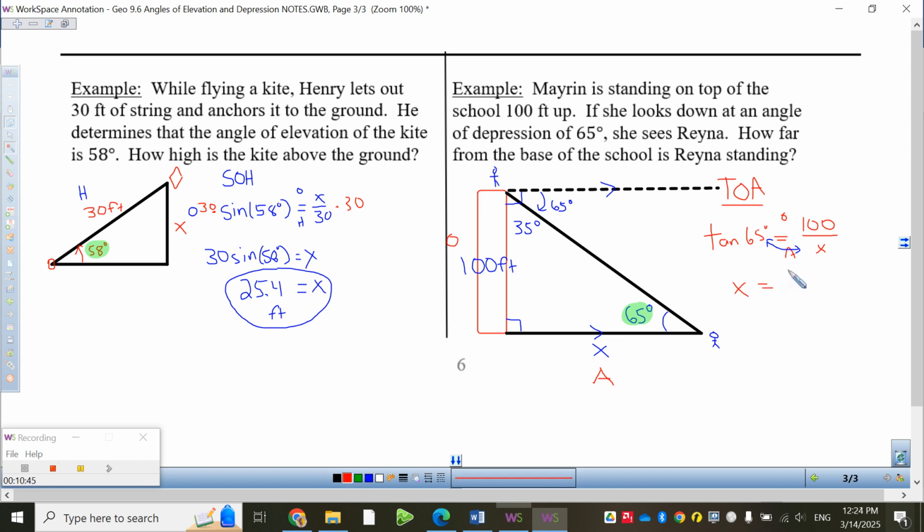And so I'm going to end up solving this. X equals 100 over tangent of 65 degrees. And that's what I can plug into my calculator. And if you set this problem up a slightly different way, you should still get the same final answer. You can do this with setting it up from the 35 degrees. It would be x over 100 instead. All right, let's plug this into our calculator. 100 divided by tangent of 65 degrees, and I get a value of 46.6 feet in this problem. 46.6 feet, and that's the distance that Raina is standing away from the school.